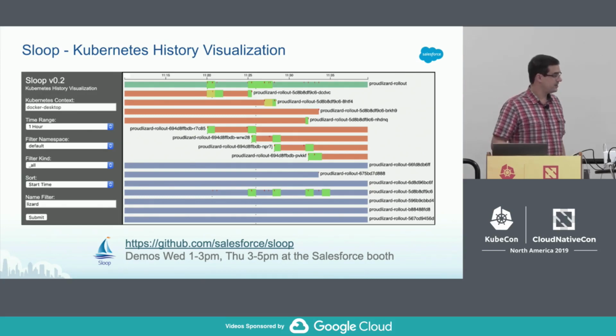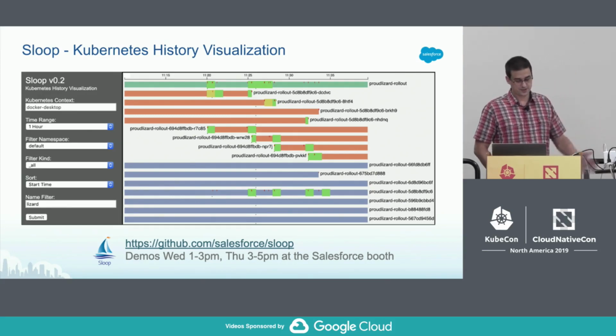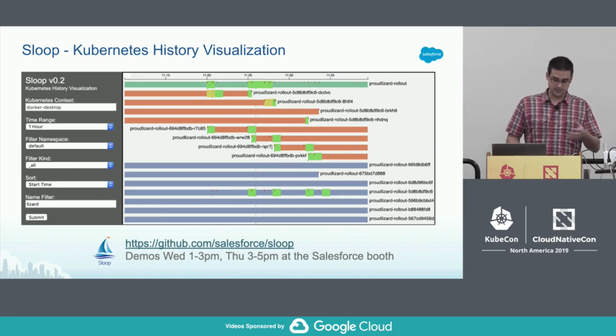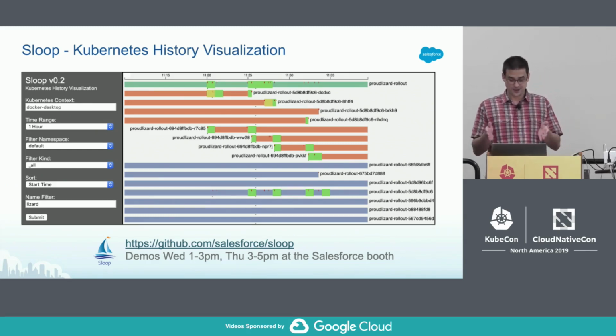On the same note of visibility and monitoring, this is an open source project we released last month that I'm very excited about. Sloop is a tool for capturing Kubernetes history and showing it to you visually. So you deploy this into the cluster. It monitors, keeps track of about 2 weeks of history, and lets you explore that history visually.